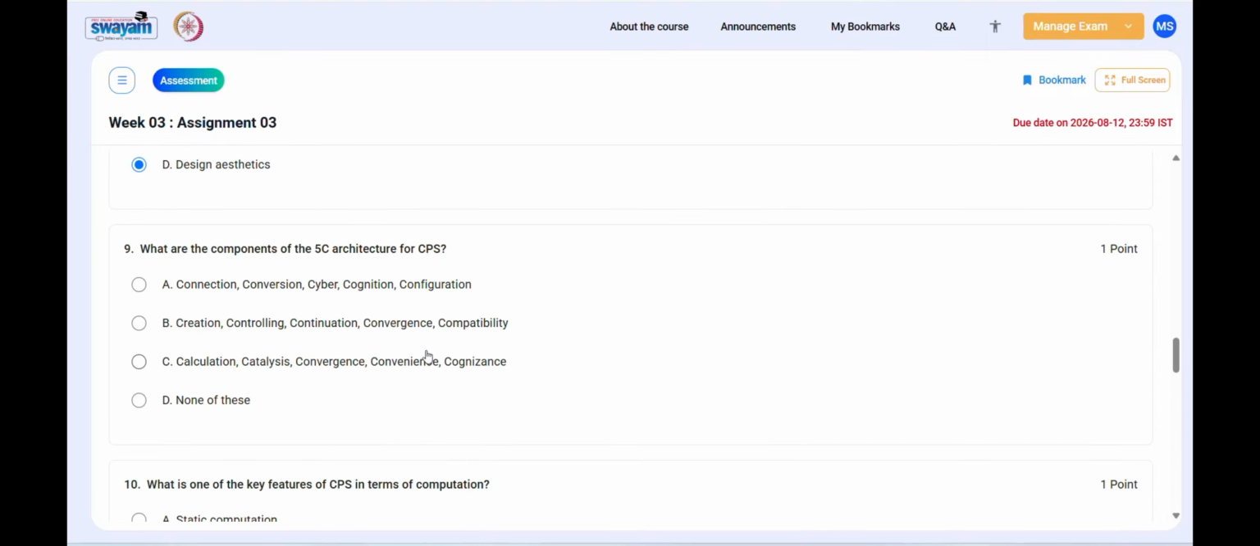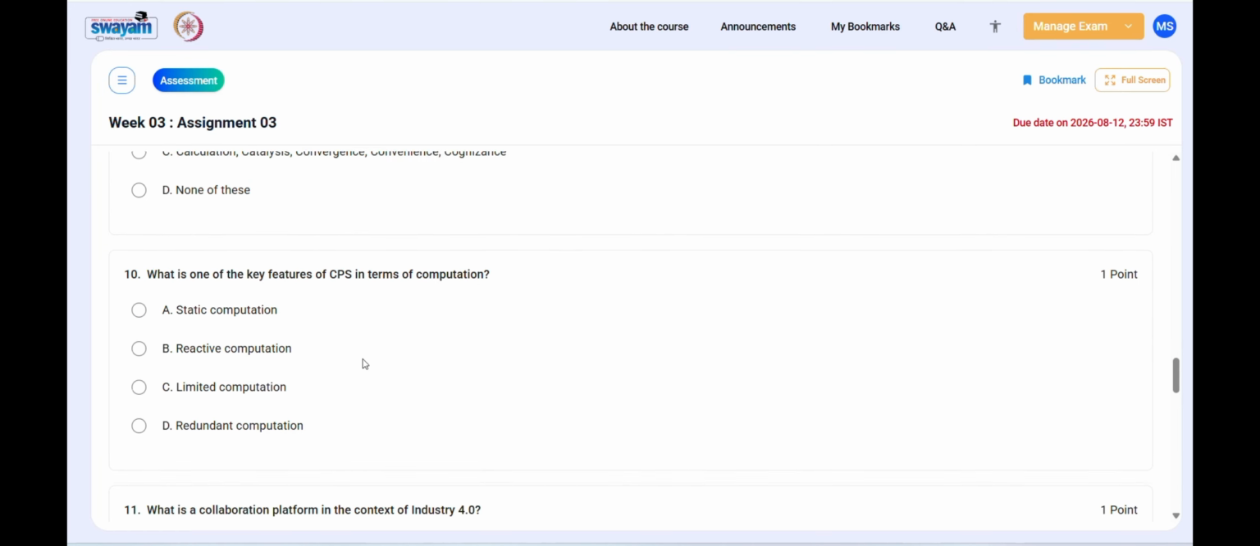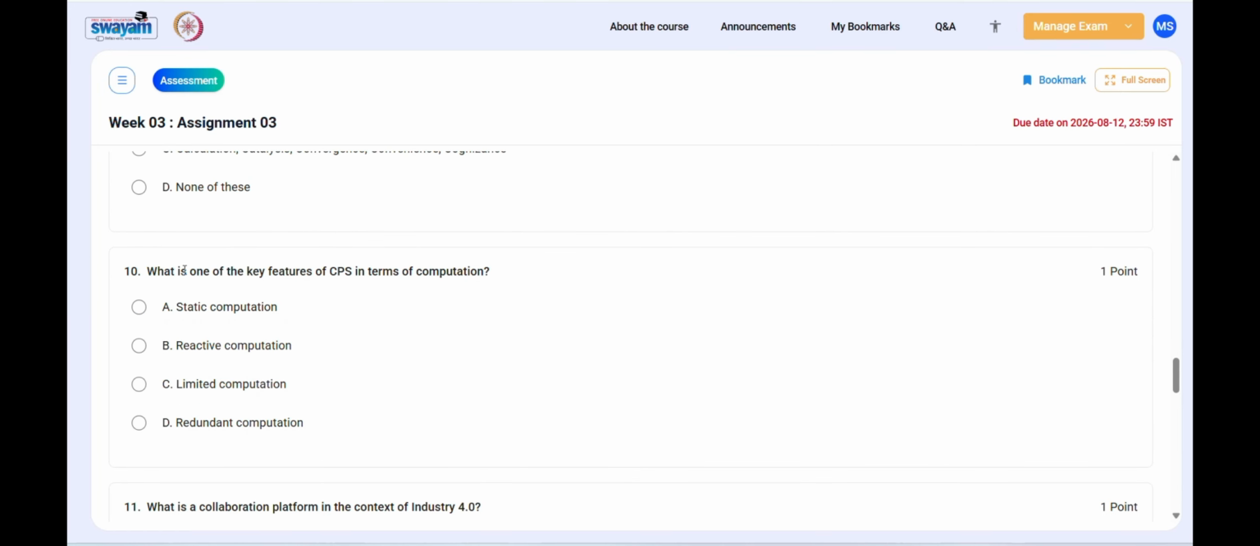Then the ninth question: what are the components of the 5C architecture for CPS? So option A is correct: connection, conversion, cyber, cognition, and configuration. Then the 10th question: what is one of the key features of CPS in terms of computation? So option B is correct, reactive computation.